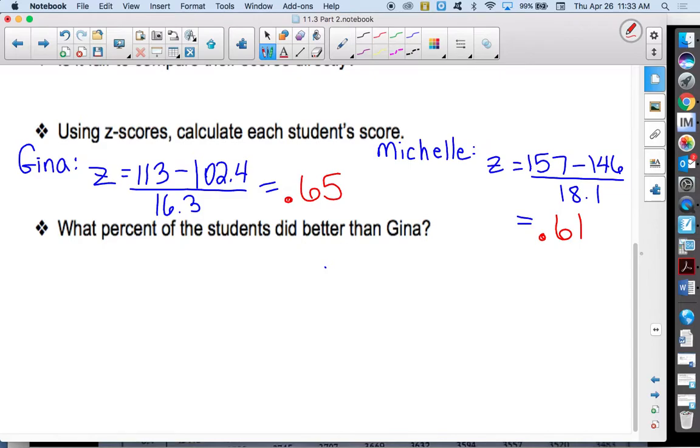Because Gina's z-score is higher, Gina performed better compared to the people in her age group than Michelle performed compared to those people in her age group. And I know that the numbers are still pretty close. They're only 0.04 away. So Gina still performed better compared to her peers.